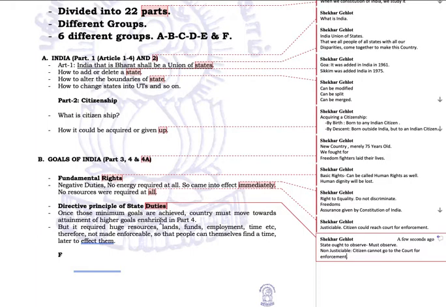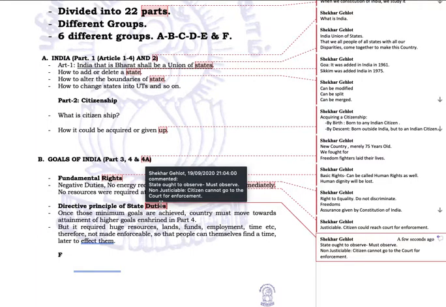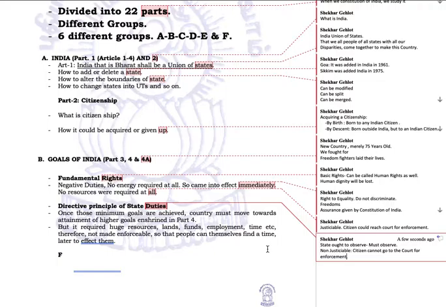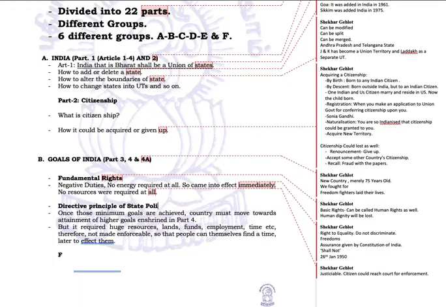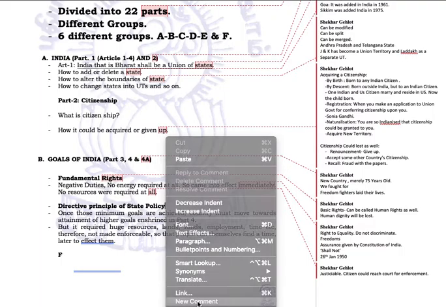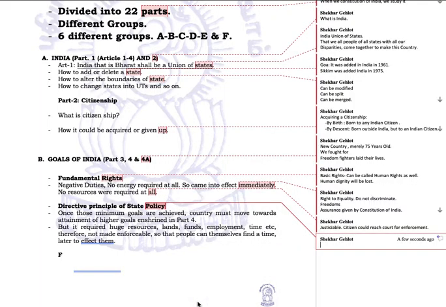But the directive principles of state duties, or rather policy, the correct word is policy. Directive principles of state policy. This is one such thing in which these are non-justiciable. Citizens cannot go to the court for implementation of DPSPs.